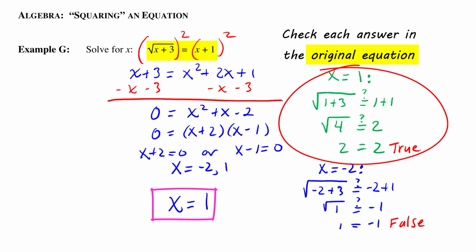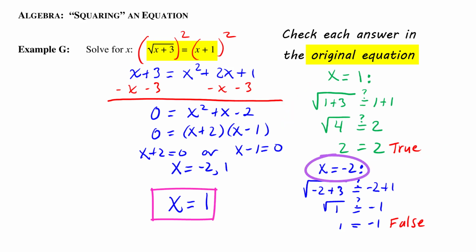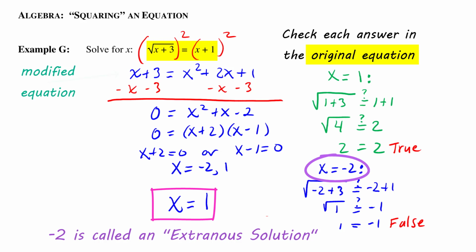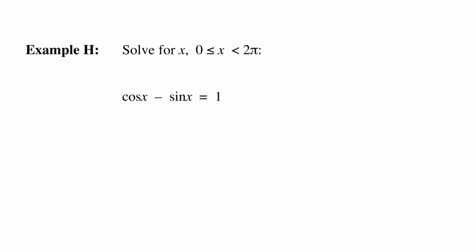So it's not a solution. So why does that happen? Well, we have a name for this x equals negative 2. It's called an extraneous solution. It's extra. And it comes from the modified equation. It comes from after we square each side. So squaring each side introduces sometimes these extraneous solutions. Well, let's get back to trigonometry.